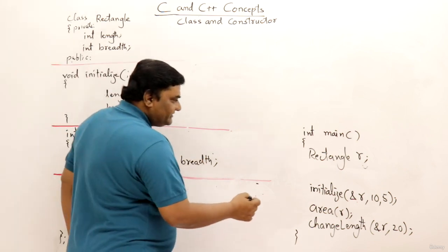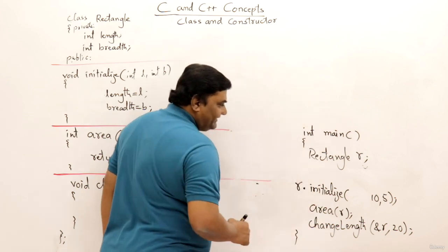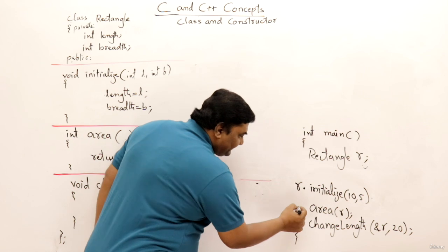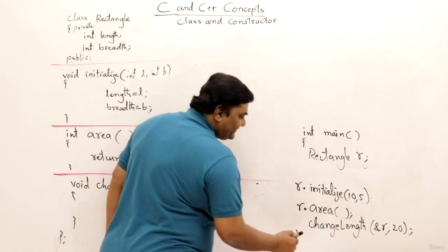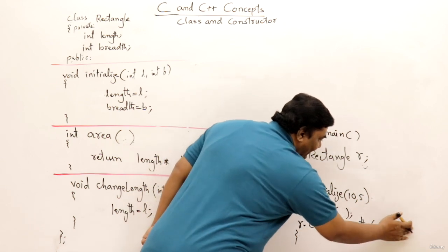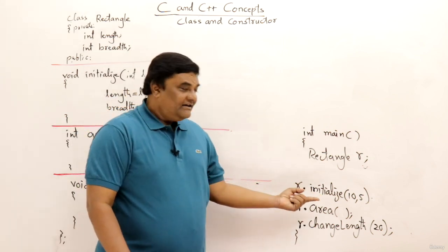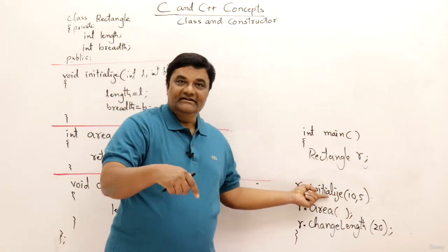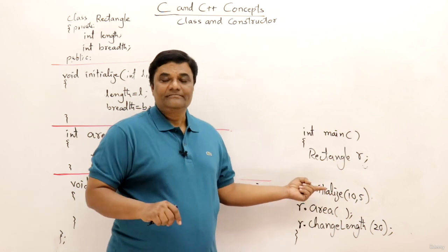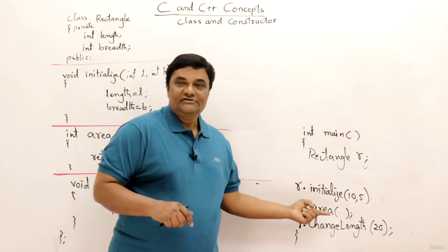So for calling these functions, instead of passing the parameter, I should say r dot initialize, then pass 10 comma 5. Remove this one. Then call this as r dot area. Remove this one. Then call this as r dot change length. Remove this one and just pass 20. Now you can see that earlier the initialize function was taking rectangle as a parameter. Now the initialize function itself is a part of rectangle. So this is an object and these are the member functions of that object.